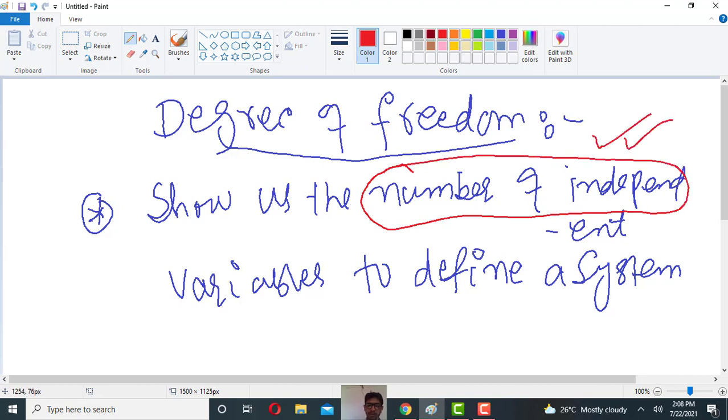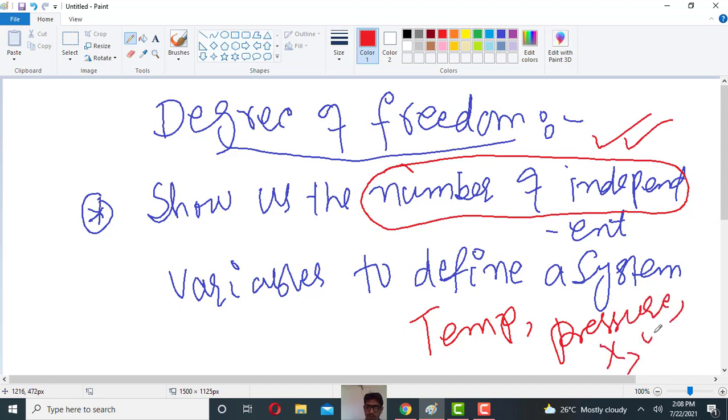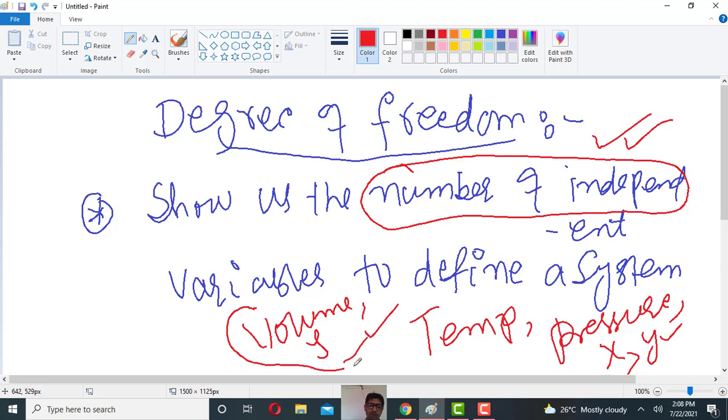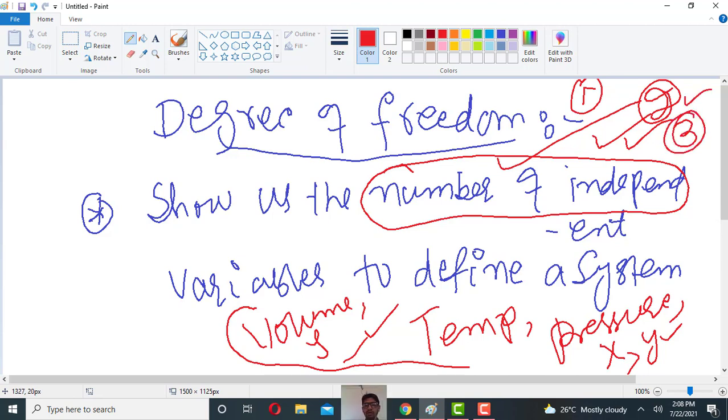These independent variables can be temperature, pressure, mole fraction, volume of a system, or density of a system. So let's see the degree of freedom. Actually the degree of freedom shows the number of independent variables. These can be 1, 2, or 3. It depends on our system.